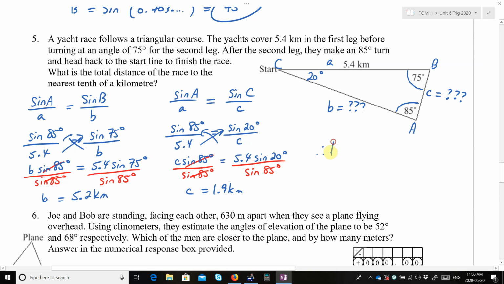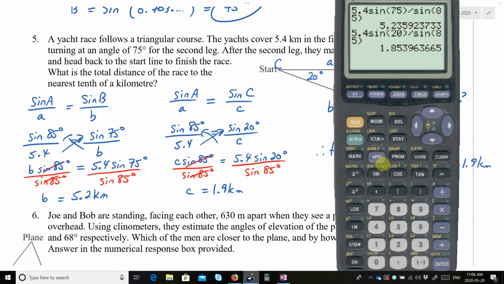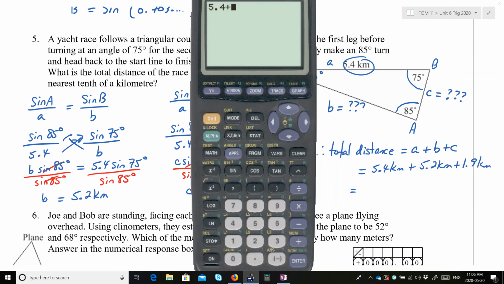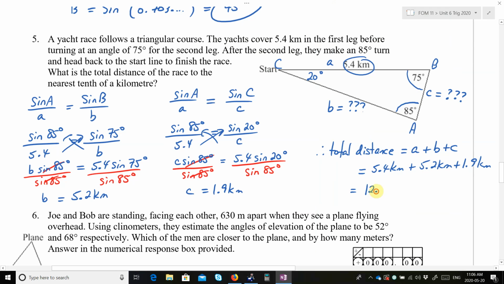And then we can say, therefore, the total distance. What is the total distance of the race? The total distance is A plus B plus C. And A is 5.4, written right up here, plus we found B as being 5.2, and plus C, which is 1.9 kilometers. 5.4 plus 5.2 plus 1.9, and to the nearest tenth, we get 12.5 kilometers for the total distance of the race.